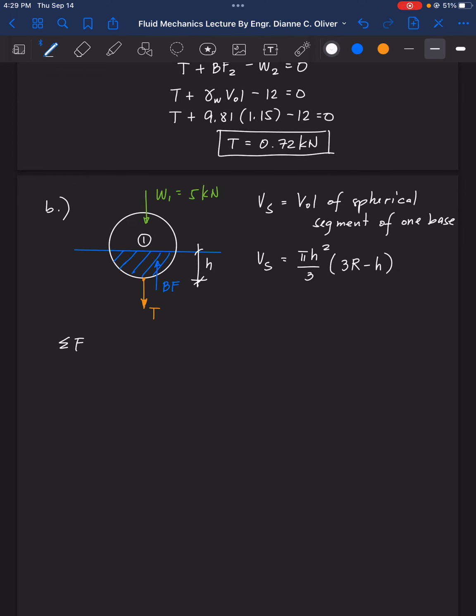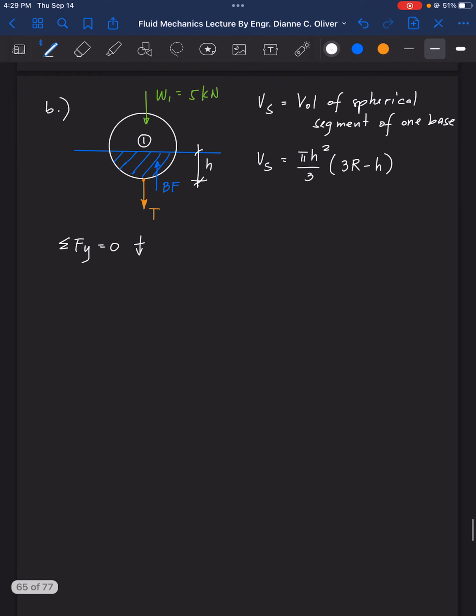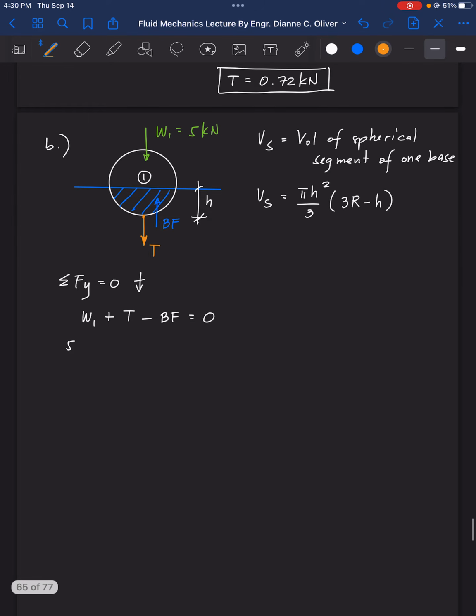Summation of forces horizontal is equal to 0, and vertical, summation of forces vertical is equal to 0, having downward as positive. So we have W1 positive plus tension positive minus BF, or buoyant force, is equal to 0. W1 is 5 and the value for tension is 0.72. So 5 plus 0.72 minus the buoyant force, which is gamma times the volume submerged. Gamma of the liquid is 9.81.